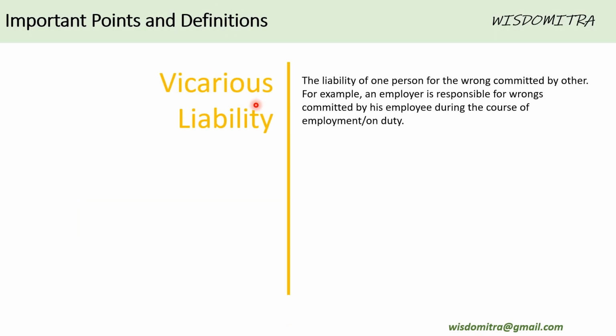What is vicarious liability? Vicarious liability is nothing but liability of one person for wrong committed by other. For example, an employer is responsible for wrongs committed by his employee during the course of employment or on duty. So this is called as vicarious liability.